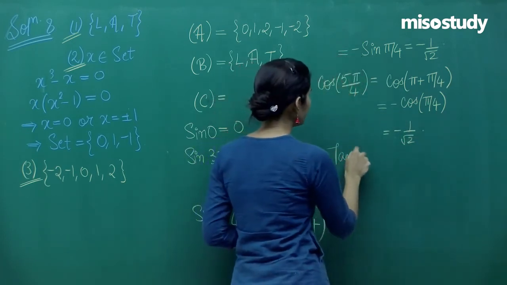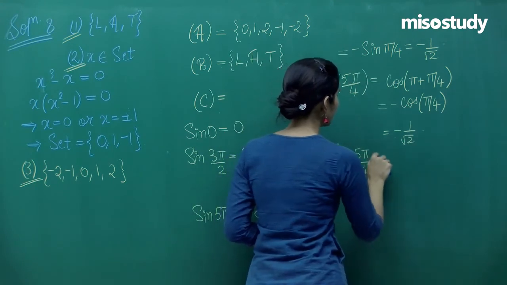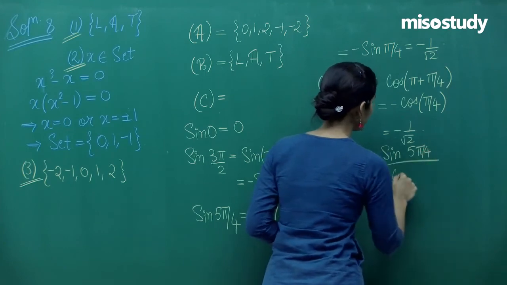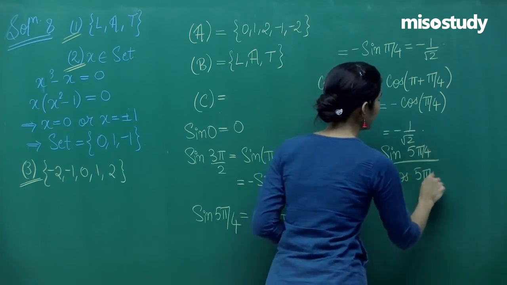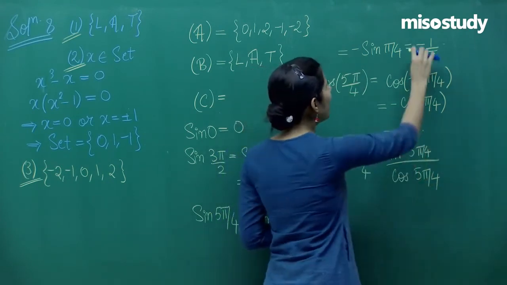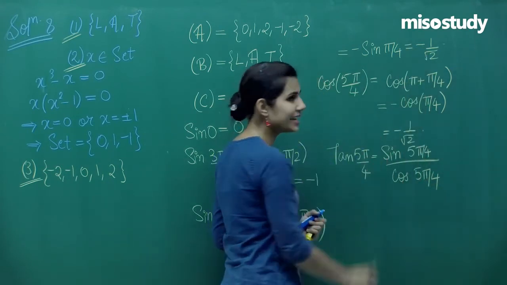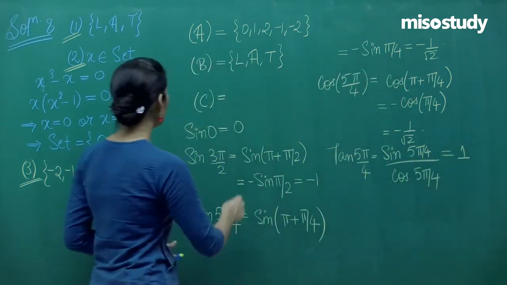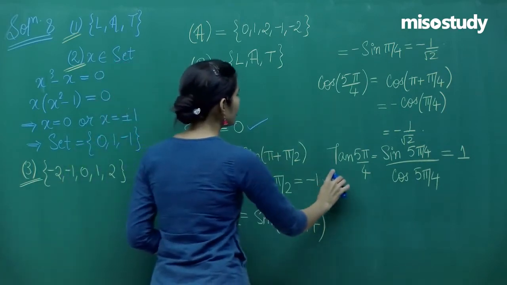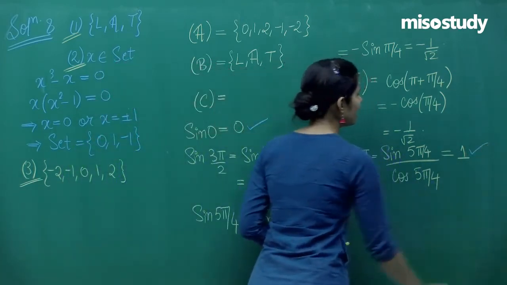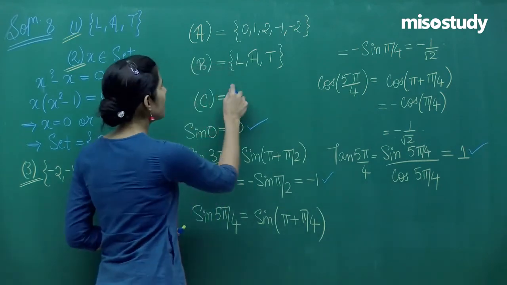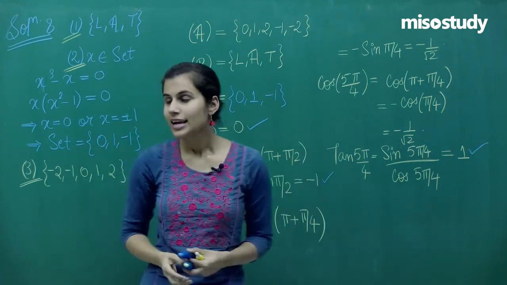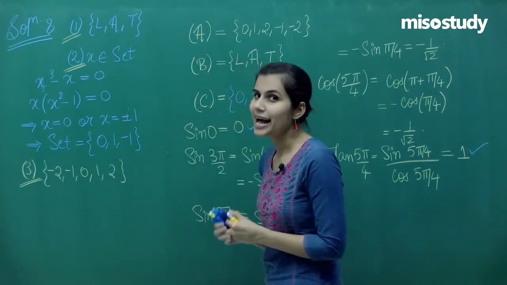Therefore, tan 5 pi by 4 comes out to be sine 5 pi by 4 upon cos 5 pi by 4, which is minus 1 by root 2 upon minus 1 by root 2, which is nothing but 1. And therefore, sine 0, sine 3 pi by 2 and tan 5 pi by 4, these values when kept in the set C turn out to be this. And therefore, we are in a position to match now.